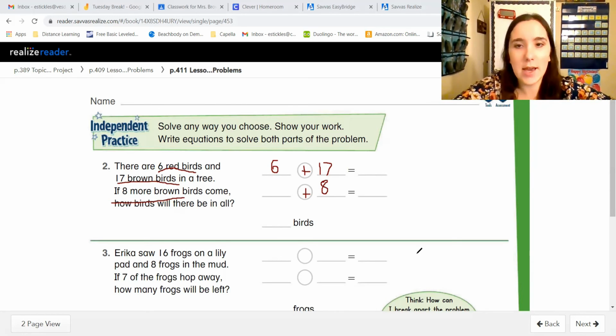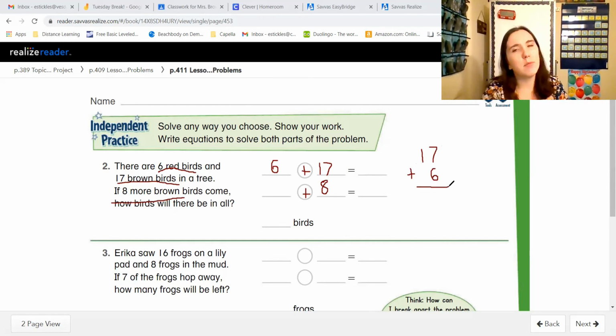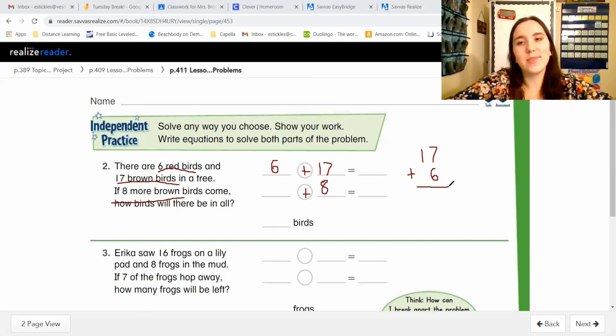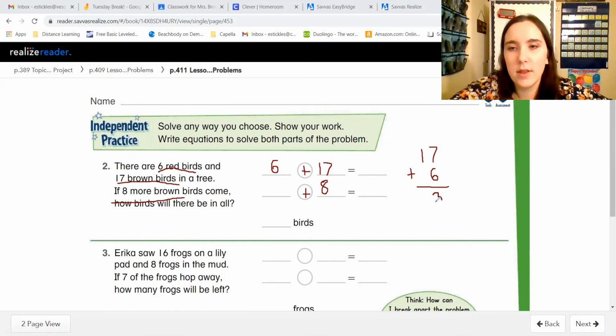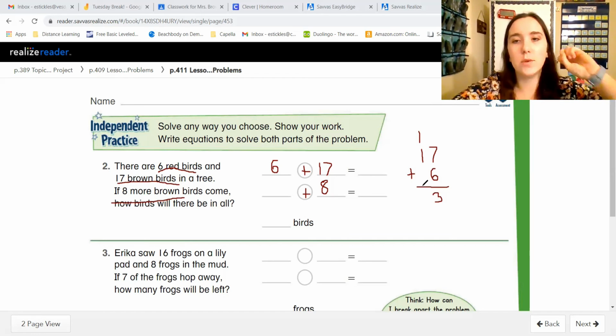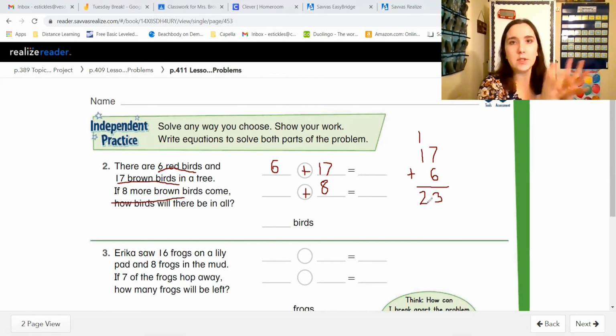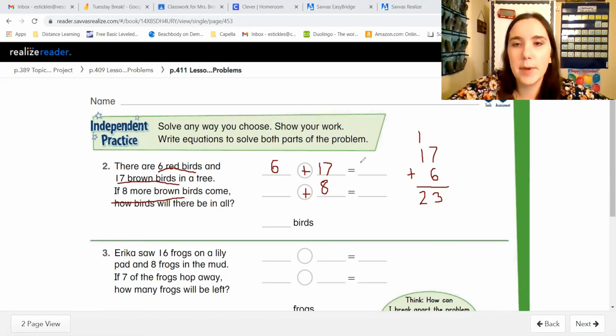Now let's go do some stacking over here to help us solve. So I have 17 birds plus 6 more, 17 brown plus my 6 red. I'm going to solve this. So let's see, 7 plus 6 equals 13. So 3 ones and 1 ten. And then I have 1 ten plus 1 ten, which equals 2 tens. So I know that at first in this lovely tree, there are 23 birds. That's my answer to my first step.